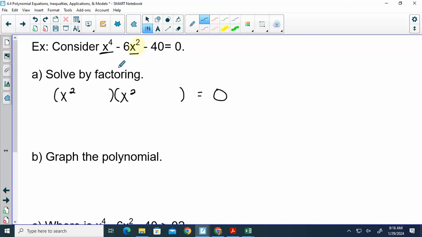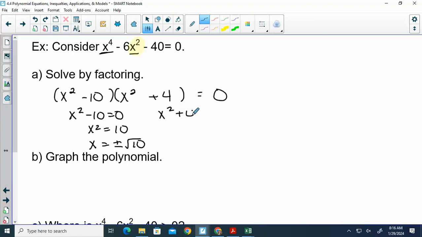Negative 10, positive 4. Okay, so now if I want to solve, I could set each of those equal to 0. So x squared equals 10, so x is plus or minus the square root of 10. We set x squared plus 4 equal to 0. What do we get?